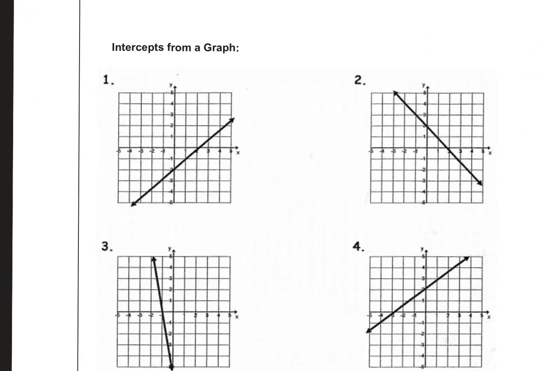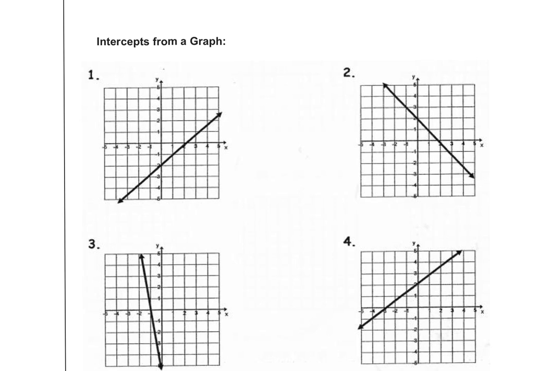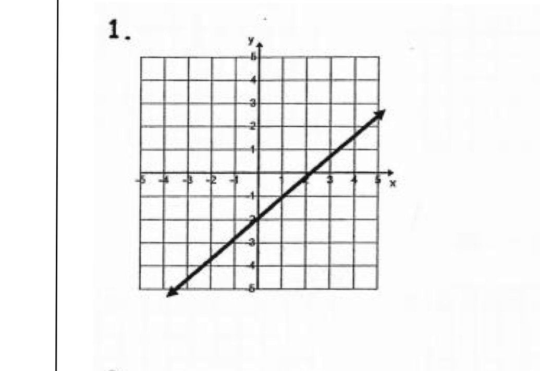All right, on this one, I'm going to do the first one with you all, and I think you'll get the hang of this. This is pretty simple. When they say find your intercepts from a graph, all you're really doing is looking at the graph and saying, when does it cross the x and the y-axis? That's literally it. So if I look to see my x-intercept, when does it cross the x-axis? It looks like it's doing that right here at 2.